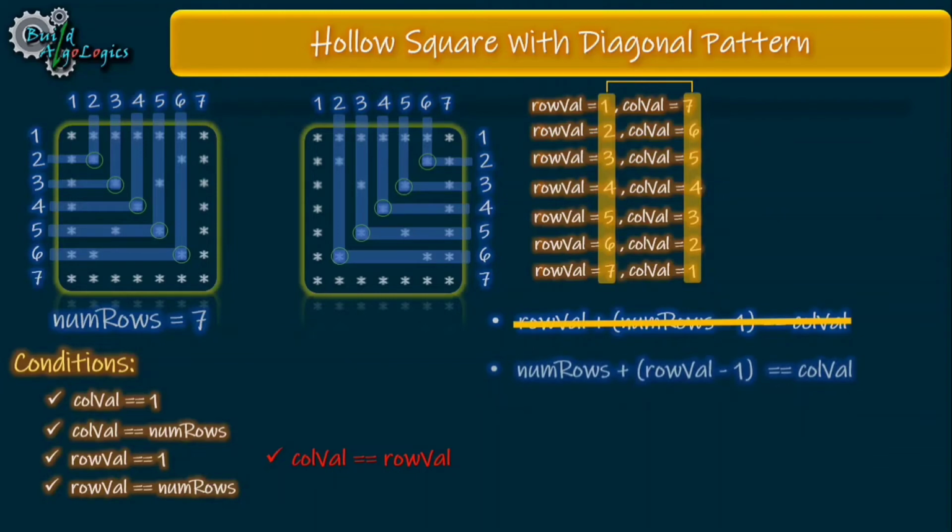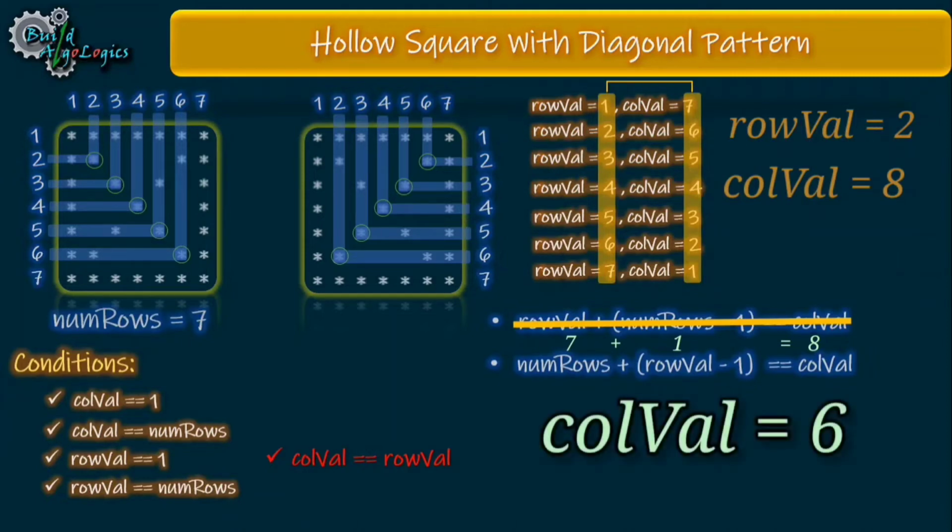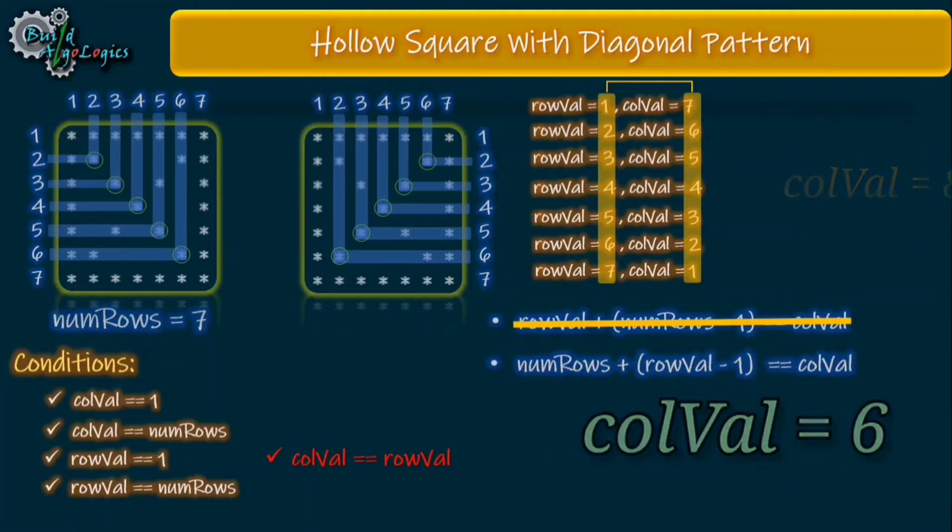Why am I doing all this? Because at the end we need to find some condition which will relate both of these variables. Only then will we be able to print this diagonal. Alright, so here when the value of row val is 1, col val will be 7. That's good. But for row val 2, col val again fails here because we get col val as 8 instead of 6. But looking at these values, what we can do is, instead of adding row val to num rows, we can subtract it from num rows.